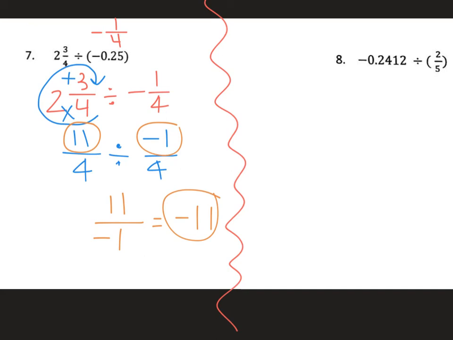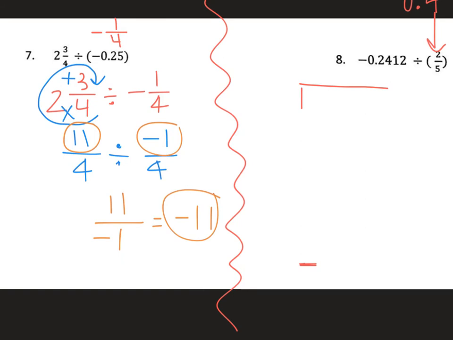All right, number 8, I'm going to work with decimals. So we have negative 0.2412 divided by 2/5. Well, 2 divided by 5, if you did that division, would give you 0.4. So I'm going to work with decimal divided by decimal. For right now, I'm going to forget about the negative. I know a negative divided by a positive is going to give me a negative answer. So I just have to remember that when I write my final answer. But for the purpose of dividing, I'm going to forget about it for a moment.